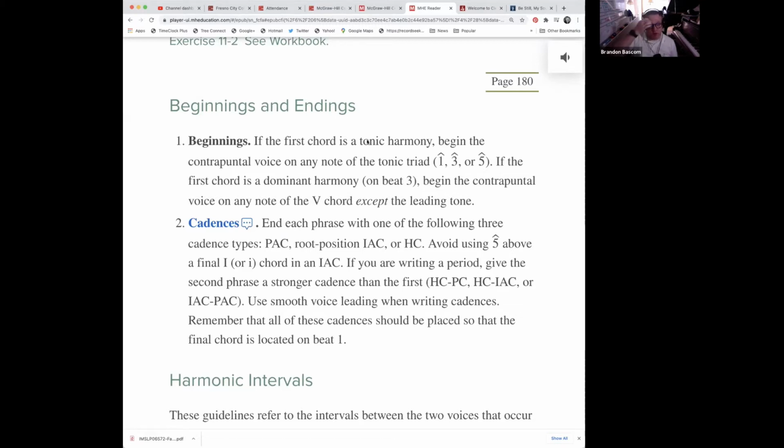Beginnings and endings is category 2. Beginnings. If the first chord is a tonic harmony, begin the contrapuntal voice on any note of the tonic triad, scale degree 1, 3, or 5. If the first chord is a dominant harmony beginning on beat 3, begin the contrapuntal voice on any note of the 5 chord except the leading tone. Now the leading tone is the third of the 5 chord. You with me? I know that was a lot of numbers and that was really confusing.